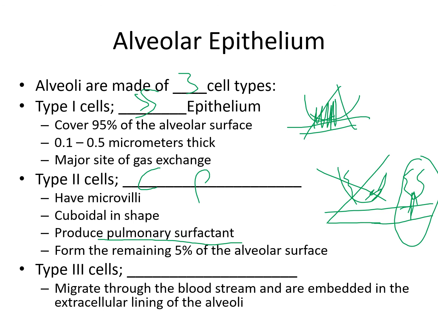Type 3 cells are also known as alveolar macrophages. So alveolar, A-L-V-E-O-L-A-R, macrophages, M-A-C-R-O-P-H-A-G-E-S, alveolar macrophages, and these will migrate through the bloodstream and they'll go into the alveoli, and they just do their phagocytotic action, right? They love to eat.